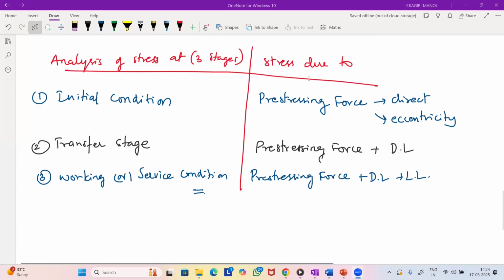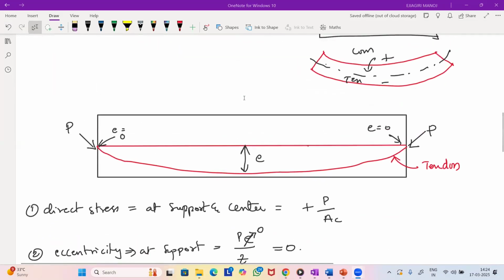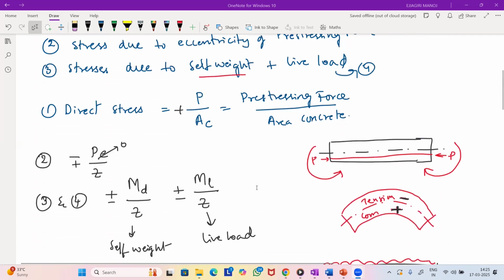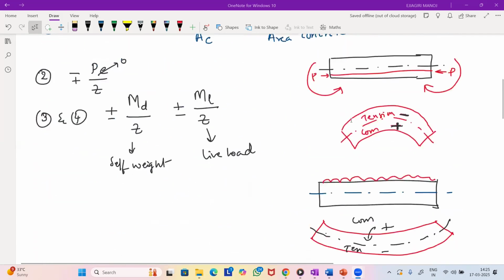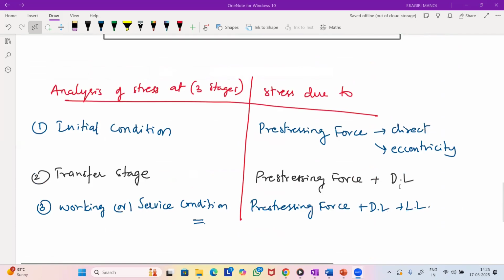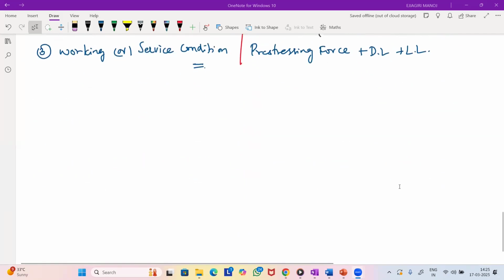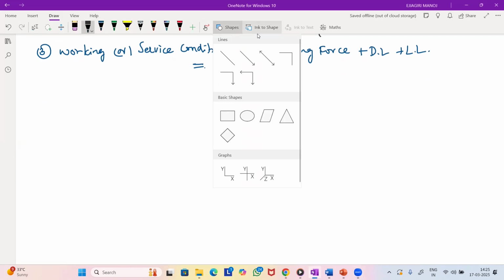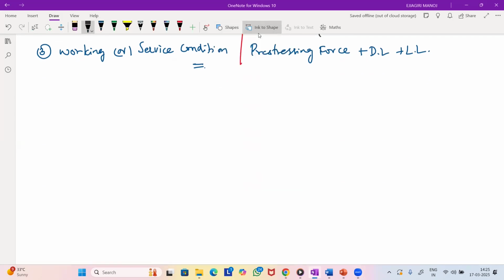Let us see how we can draw the stress distribution diagram for the tendon which is eccentrically provided, maybe a straight tendon or a parabolic tendon. So let us see how we'll draw the stress distribution diagram. Firstly, let us draw a rectangle which represents the rectangular beam. Okay, so I am having a tendon below the neutral axis.